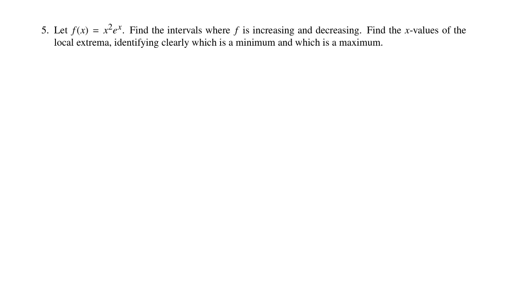So to find the increasing and decreasing, we need the critical values. To find the critical values, we need the derivative. X squared times e to the x requires the product rule. So it's going to be 2x e to the x plus e to the x times x squared. I'm going to set that equal to 0.